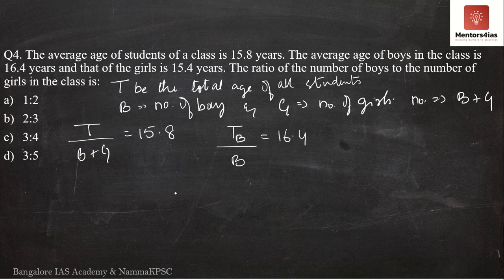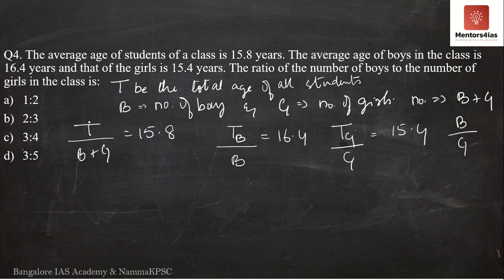We get 16.4. Similarly, the average age of the girls, what is that? The sum of the ages of all the girls divided by the number of girls will give us how much? It will give us 15.4. What does the question want us to find? The question wants us to find the ratio, that is B by G, B is to G. So I hope this is clear.